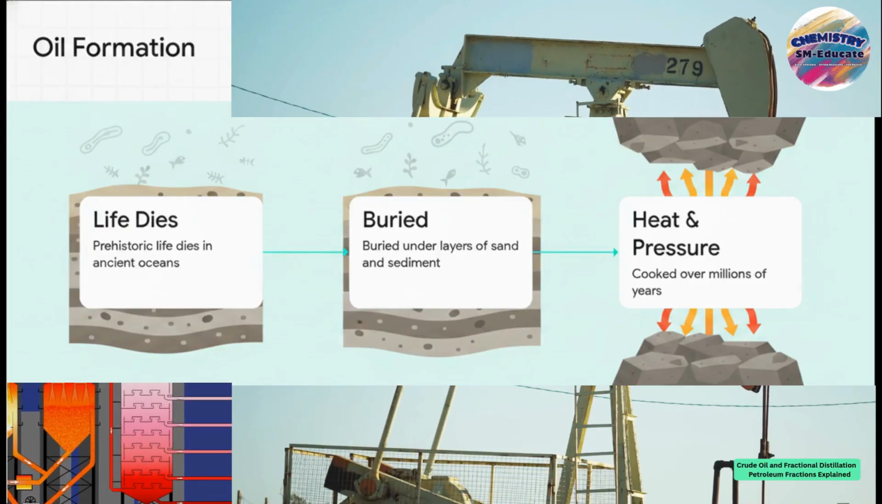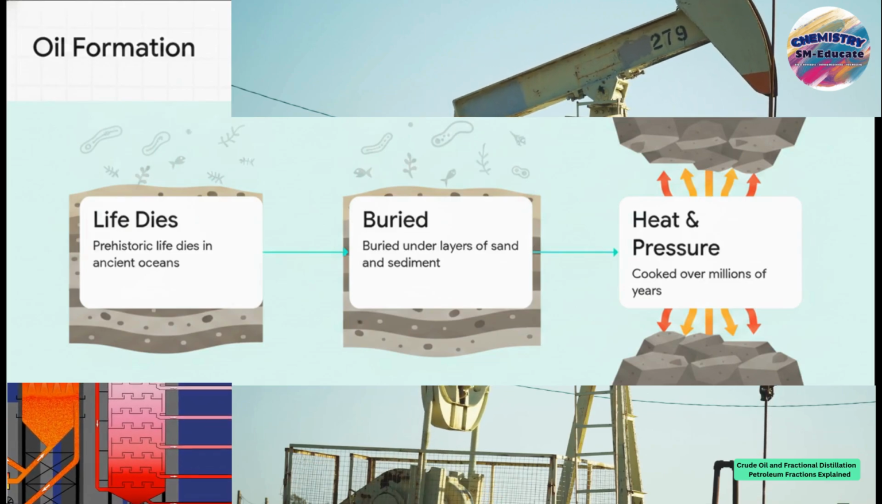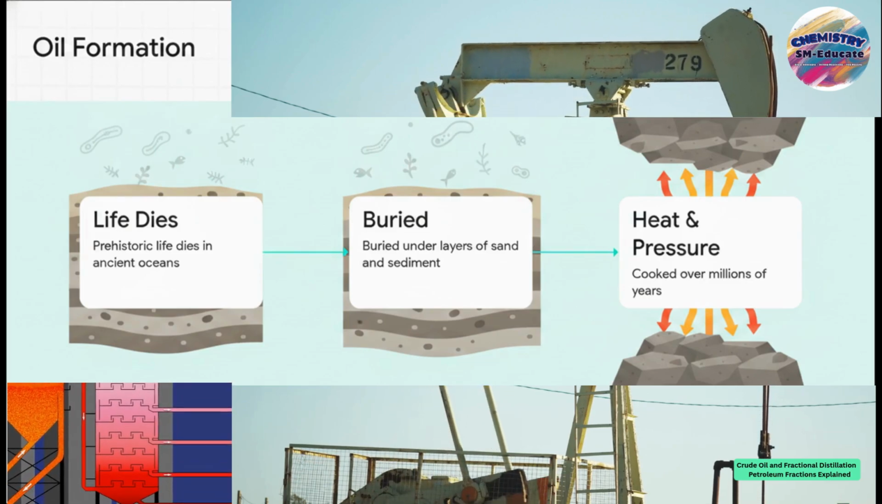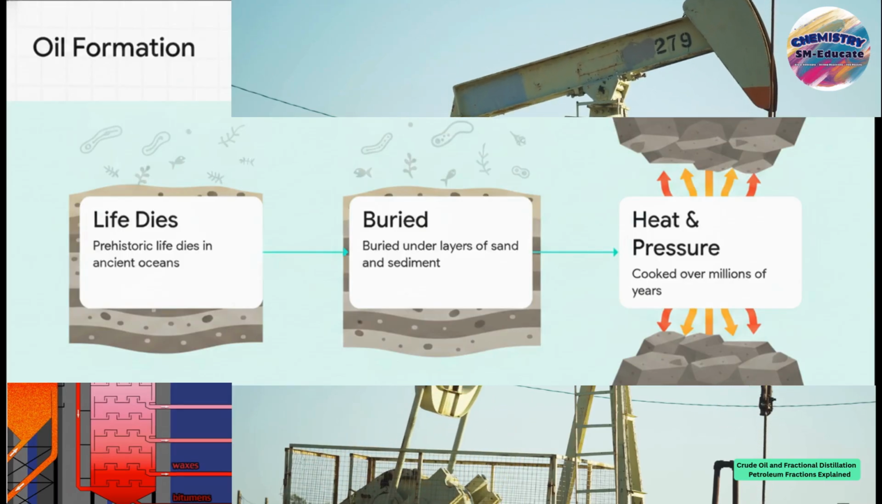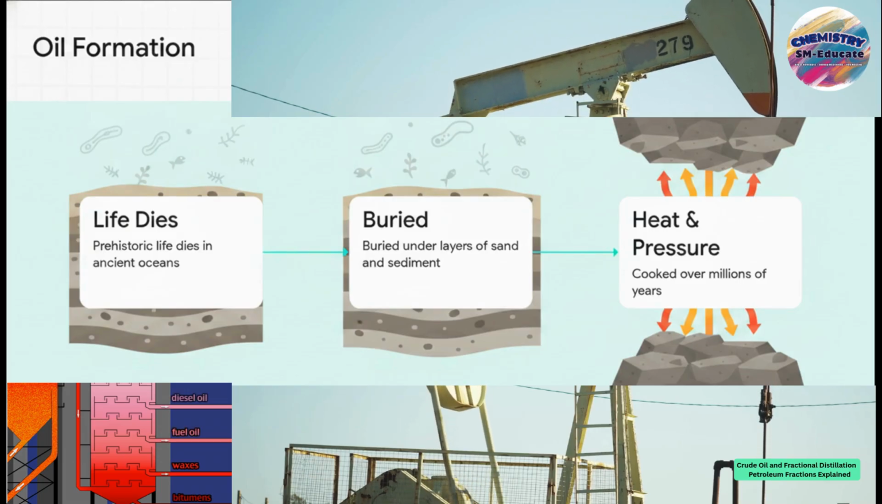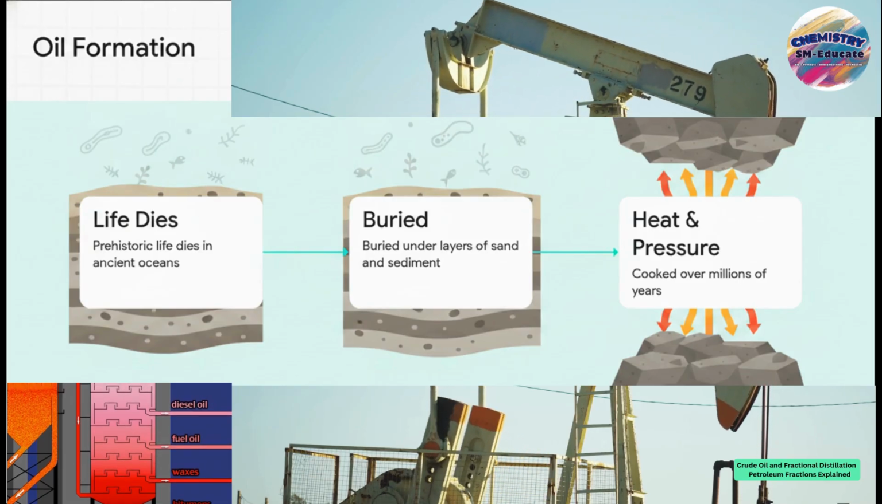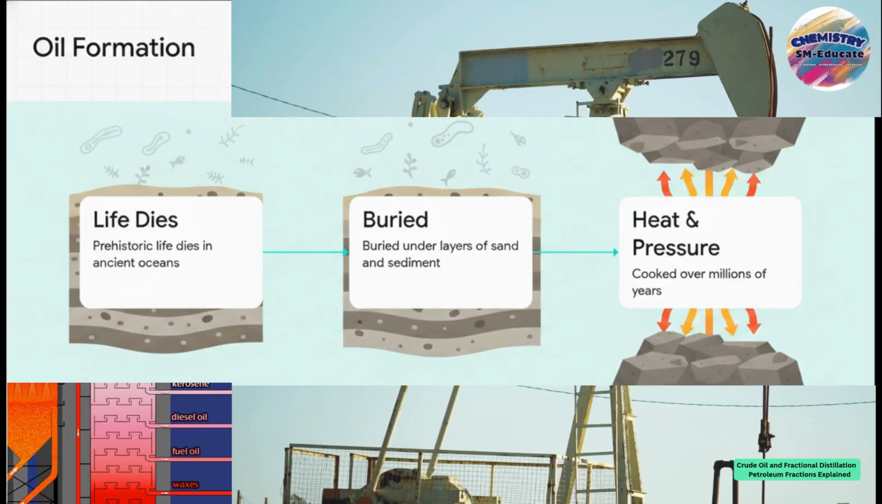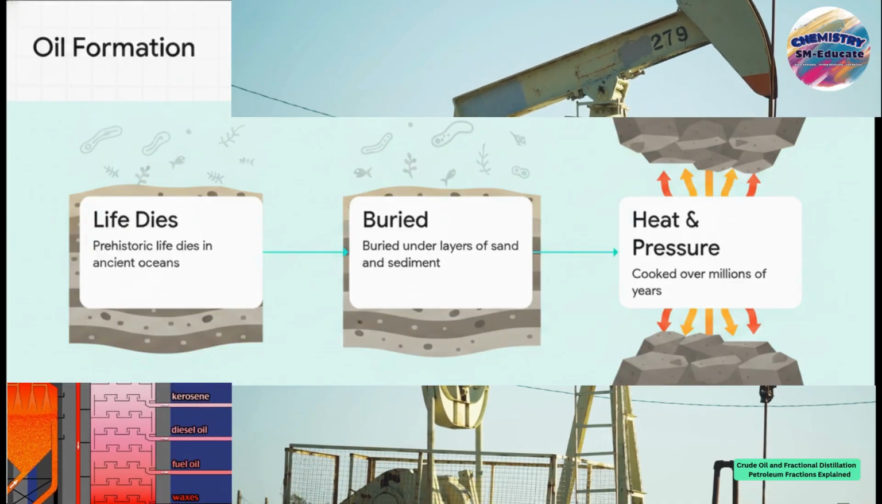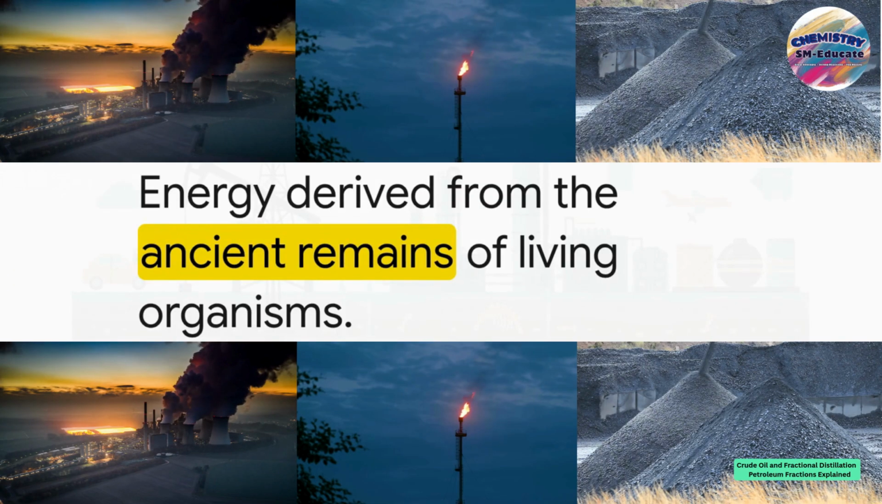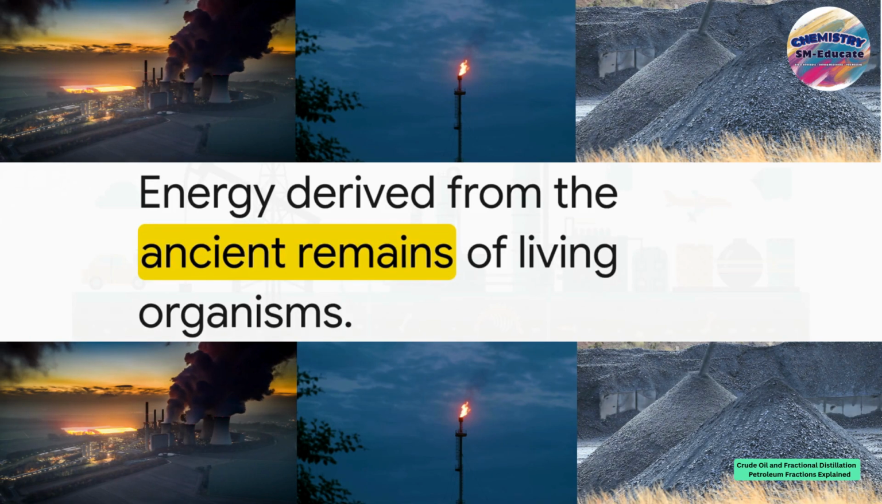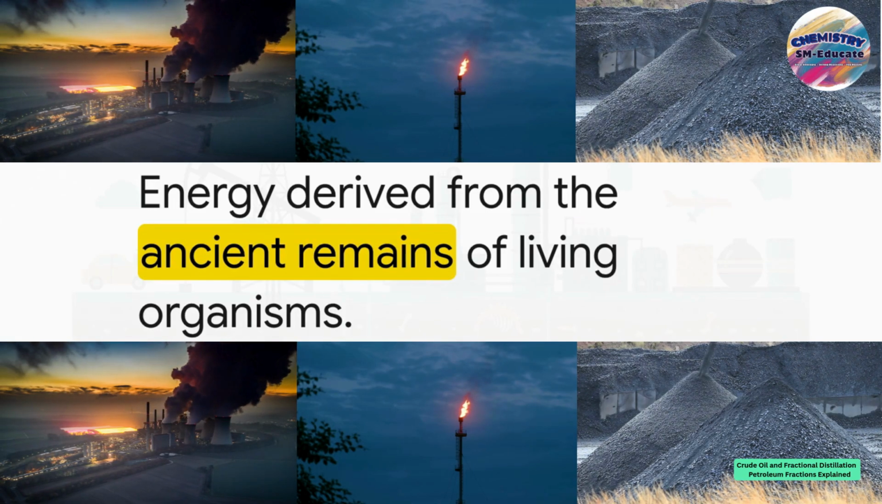Step 3. Fast forward a few million years, and that sediment is now solid rock. The intense heat bubbling up from the Earth's core, combined with the crushing, unimaginable pressure from all those rock layers above, well, it literally pressure cooks this organic matter. It completely transforms it into the dark, complex hydrocarbon soup we call crude oil. And this is exactly why we call it a fossil fuel, because of that ancient biological origin.